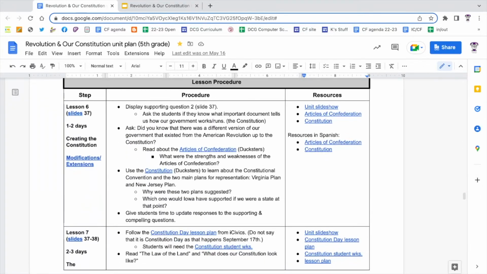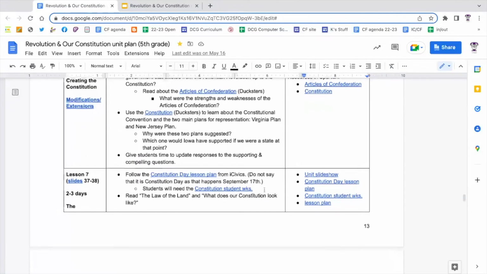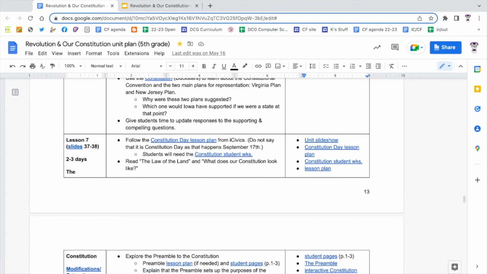In Lesson 6, we learn about the Articles of Confederation, and we learn about the strengths and weaknesses of the articles and why that resulted in us creating a completely new constitution. We also can spend some time focusing on the issue of representation with the Virginia Plan and the New Jersey Plan.